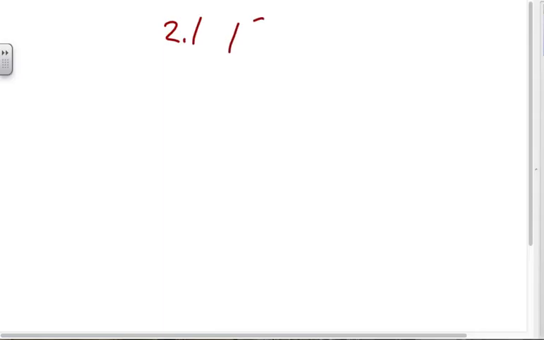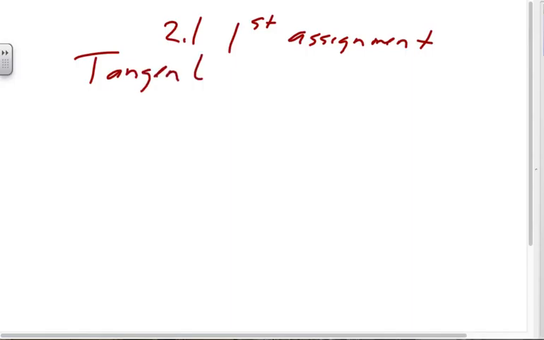This will be the first assignment. And we're going to talk about tangent line problems. Remember we went back and talked about there were two basic types. We're going to go ahead now and start attacking these tangent line problems. Now that we have limits, we can start to do this. Okay.